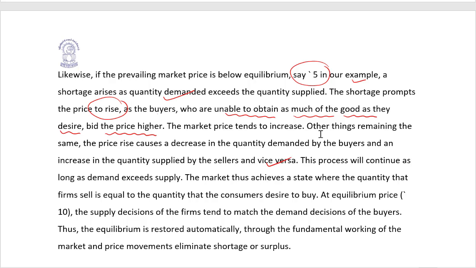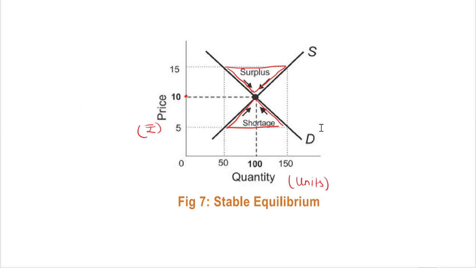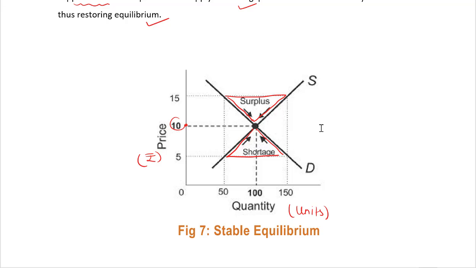This process will continue as long as demand exceeds supply. The market thus achieves a state where the quantity that firms sell is equal to the quantity that the consumer desires to buy. At the equilibrium price, that is 10 rupees, we can say that the supply decision of the firm tends to match the demand decision of the buyer. See over here, at 10 rupees, the demand and supply matched.